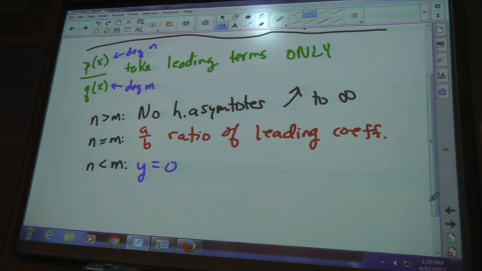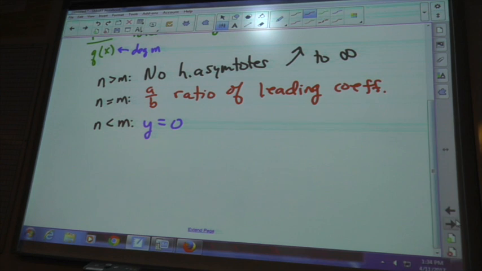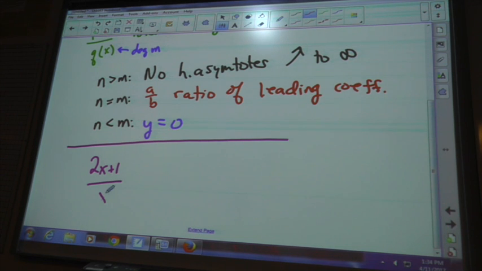So this is what happens. For example, that problem, I'll just write it down here again. This one we already did, 2x plus 1 over x minus 3. This rule right here works, right? This is 2 over 1 equals 2.